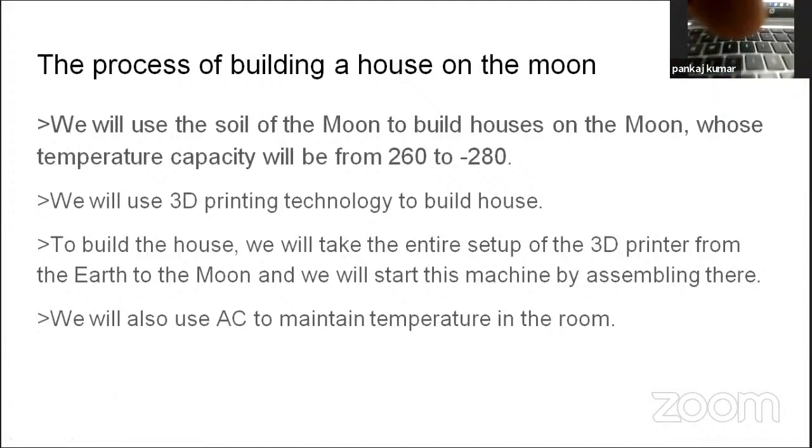The process of building a house on the Moon. We will use the soil of the Moon to build a house on the Moon, whose temperature capacity will be from 260 Fahrenheit to minus 280 Fahrenheit. We will use 3D printing technology to build the house. To build the house, we will take the entire setup of the 3D printer from the Earth to the Moon, and we'll start this machine by assembling it there. We will use AC to maintain the temperature of the room.